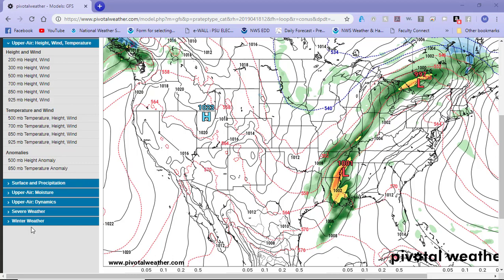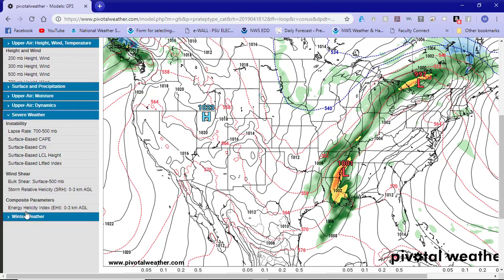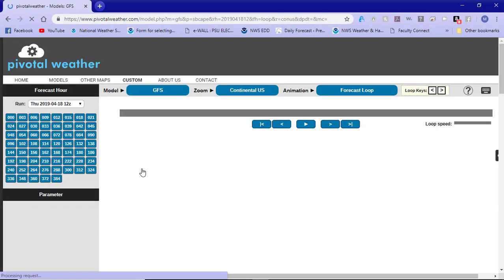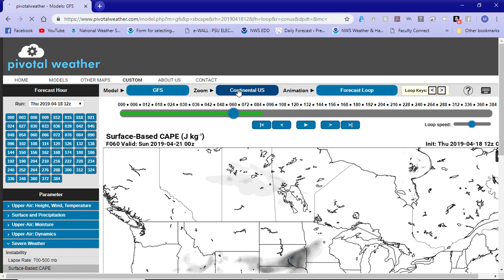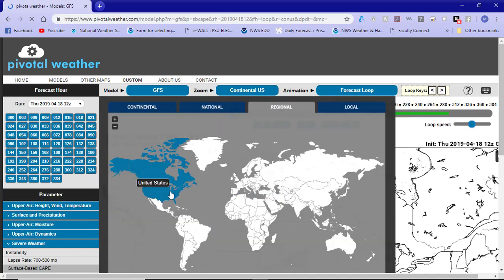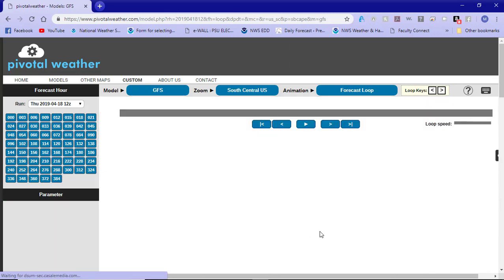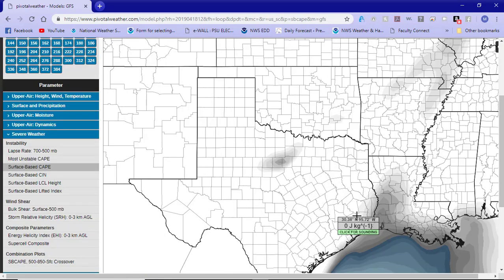Now I want to click on the severe weather tab here on the left, and I'm going to click surface-based CAPE. I want to look at the CAPE levels. To make this a little easier, I'm going to zoom in on this region. So let's zoom in on the south central US, and that will give us a good indication.